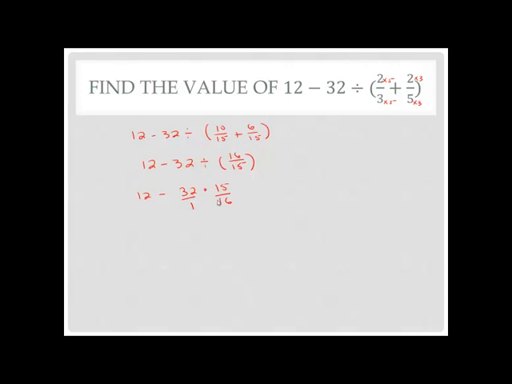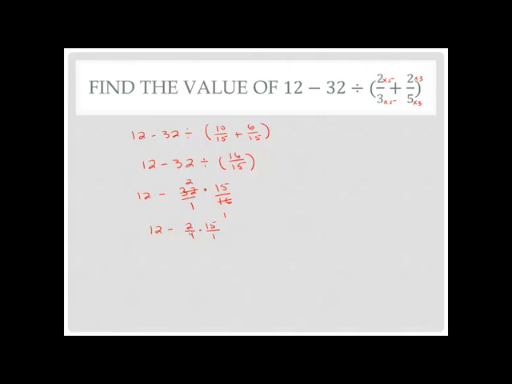But you can also simplify before you multiply those. And the way you would do that, you would look at numbers that are on top of fractions and that are on bottom of fractions and see if there's anything that will go into them. For example, with this one, if I look at 32 and 16, I know that 16 will go into both of these numbers. So I can divide both of those by 16 to simplify. So 16 divided by 16 would give me 1, and 32 divided by 16 would give me 2. So now what I have is 12 minus 2 over 1 times 15 over 1.